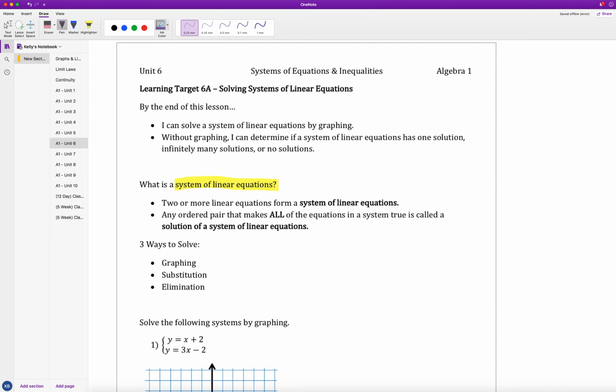There are actually three different methods for solving systems of linear equations. In this video, we are going to focus on graphing. And in the next two later videos, we're going to look at how we can solve via substitution and elimination.